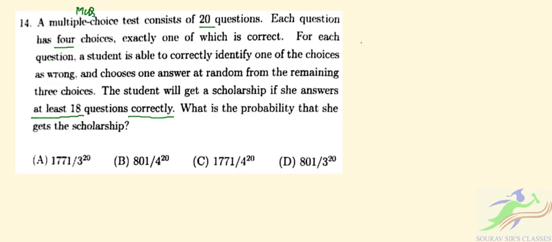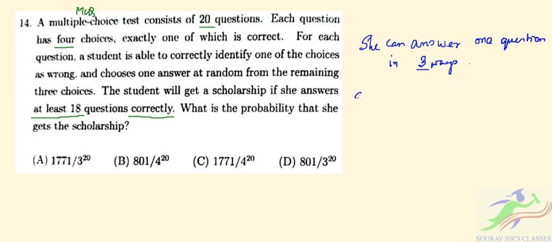So she can answer one question in 3 ways, right? Because she chooses one answer at random from the remaining 3 choices. So she can answer one question in 3 ways. So to get a scholarship, we have to get at least 18 questions correctly.